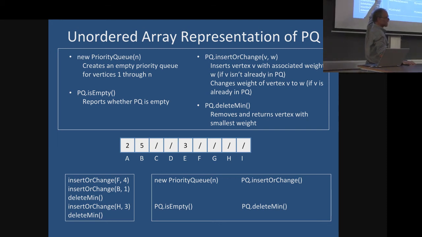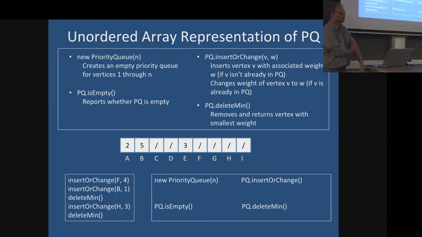So this is saying that A is on the priority queue with a weight of 2. B is on the priority queue with a weight of 5. C and D are not in the priority queue. E is with a weight of 3. So these are the weights of the things that are in the priority queue, or it tells you what's not in the priority queue. So what's it take to do an insert operation?